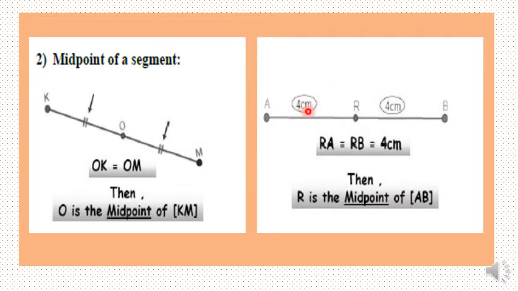Here I have measures. AR is 4 centimeters. RB is also 4 centimeters. So AR is equal to RB. R is in the middle of AB. So we call R the midpoint of AB. Mid is from the word middle. Midpoint is the point in the middle.